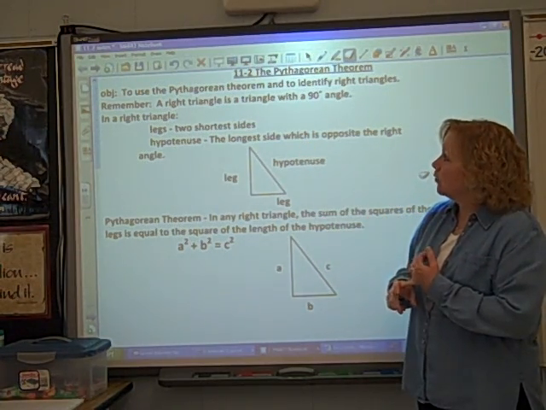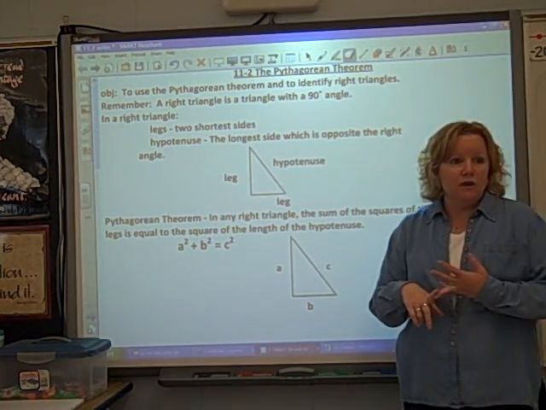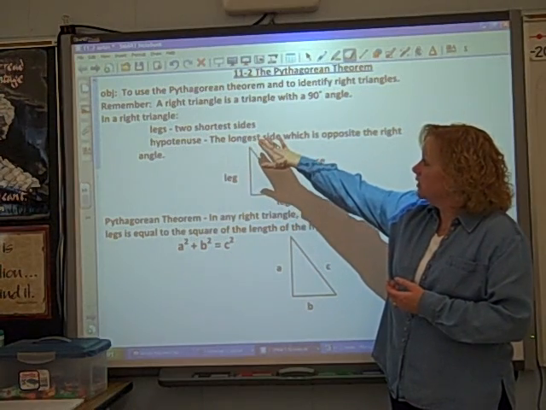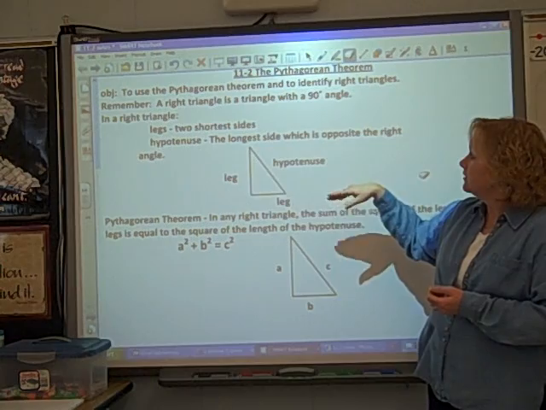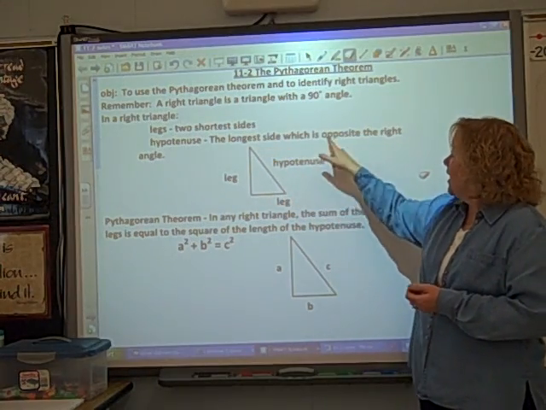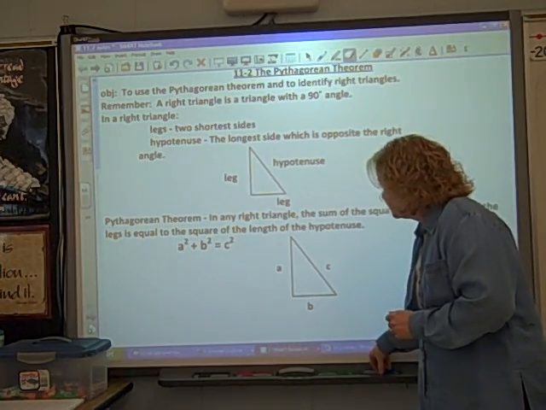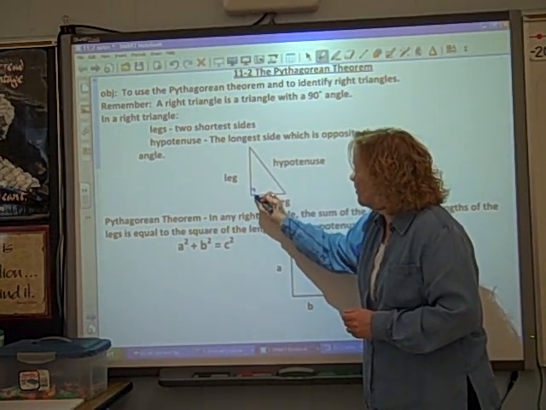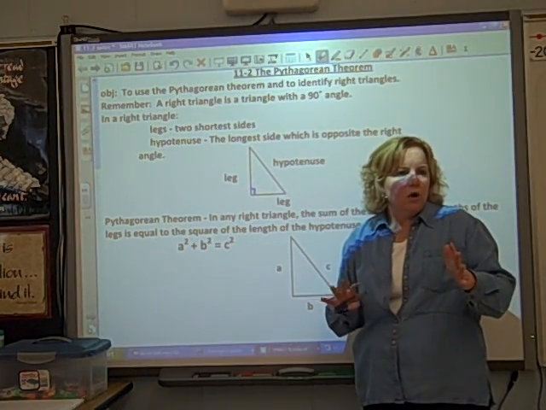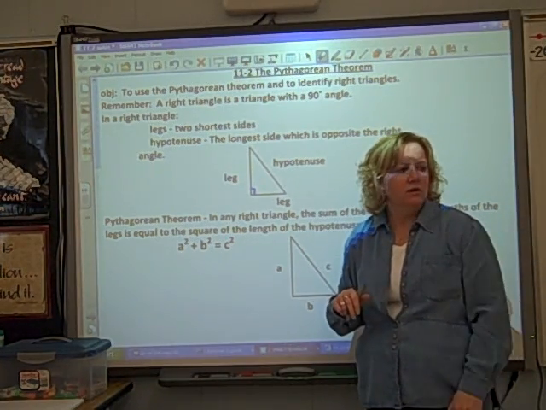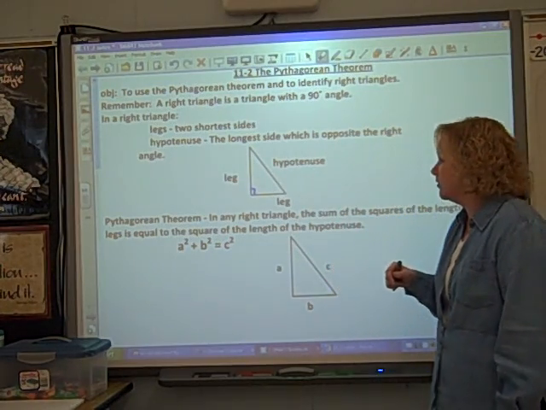You need to remember that a right triangle is a triangle with a 90-degree angle, and that within the right triangle you have two legs. Those are your shortest sides, and then you have a hypotenuse, and that's your longest side, and that is always opposite of the right angle. Okay? And remember, the right angle usually has that little square down there. I didn't know how to make that happen, so we're going to write it in there for ourselves. I just didn't know how to do it on the computer.